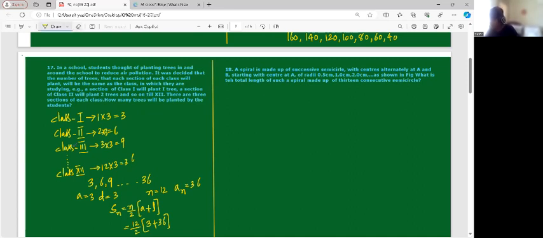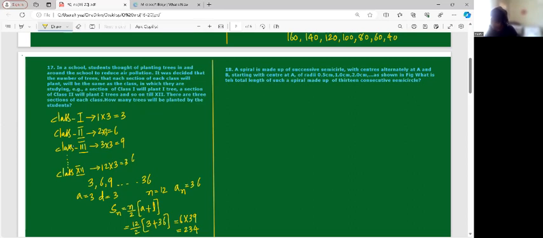No. Here only I will solve it. See, 12 by 2 is 6 into 39. How much? 234. That's it. 234 plants they have to plant in and around the school. So you write the answer, 234 plants.